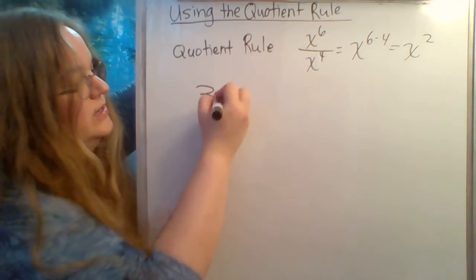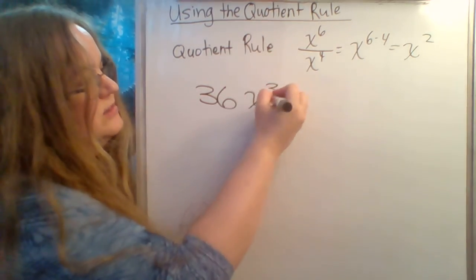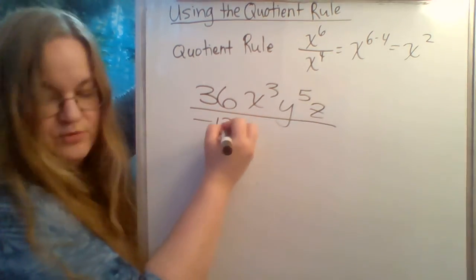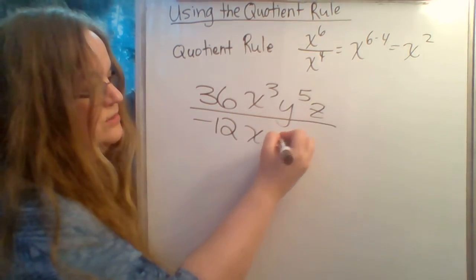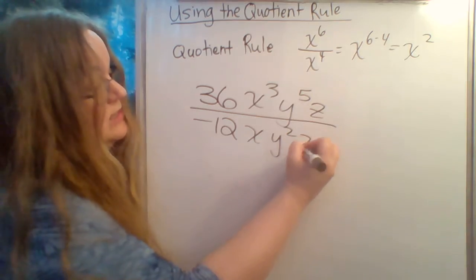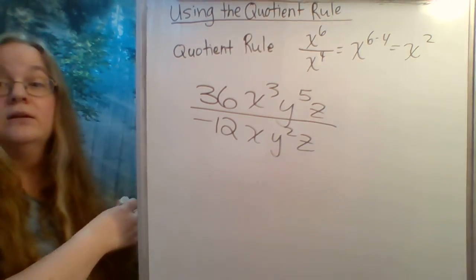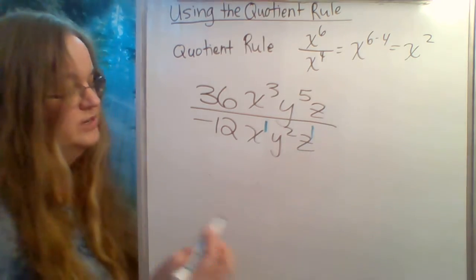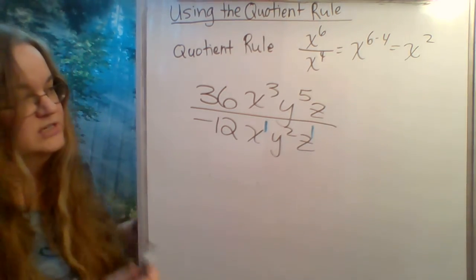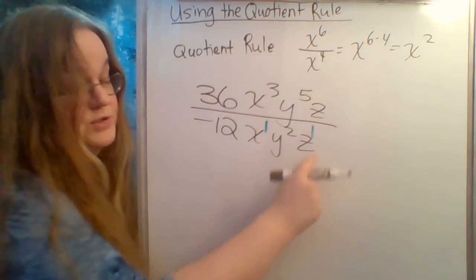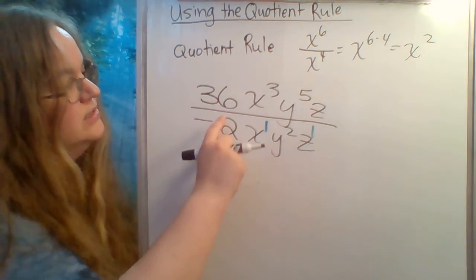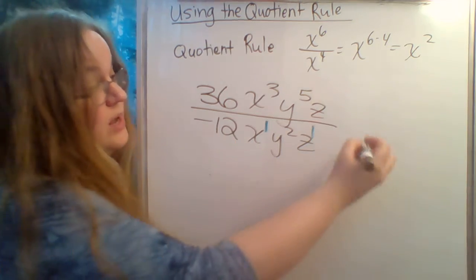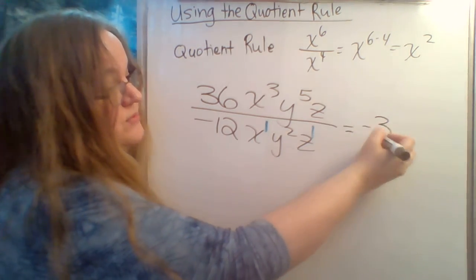All right, so we got 36 x to the 3rd y to the 5th z, divided by negative 12 x y squared z. Again, when you have a variable that doesn't have an exponent, that exponent is 1, we just don't write it because we don't need to, because x to the 1st is the same as x, and z to the 1st is the same as z. All right, so taking it one step at a time, 36 divided by negative 12 would be negative 3.